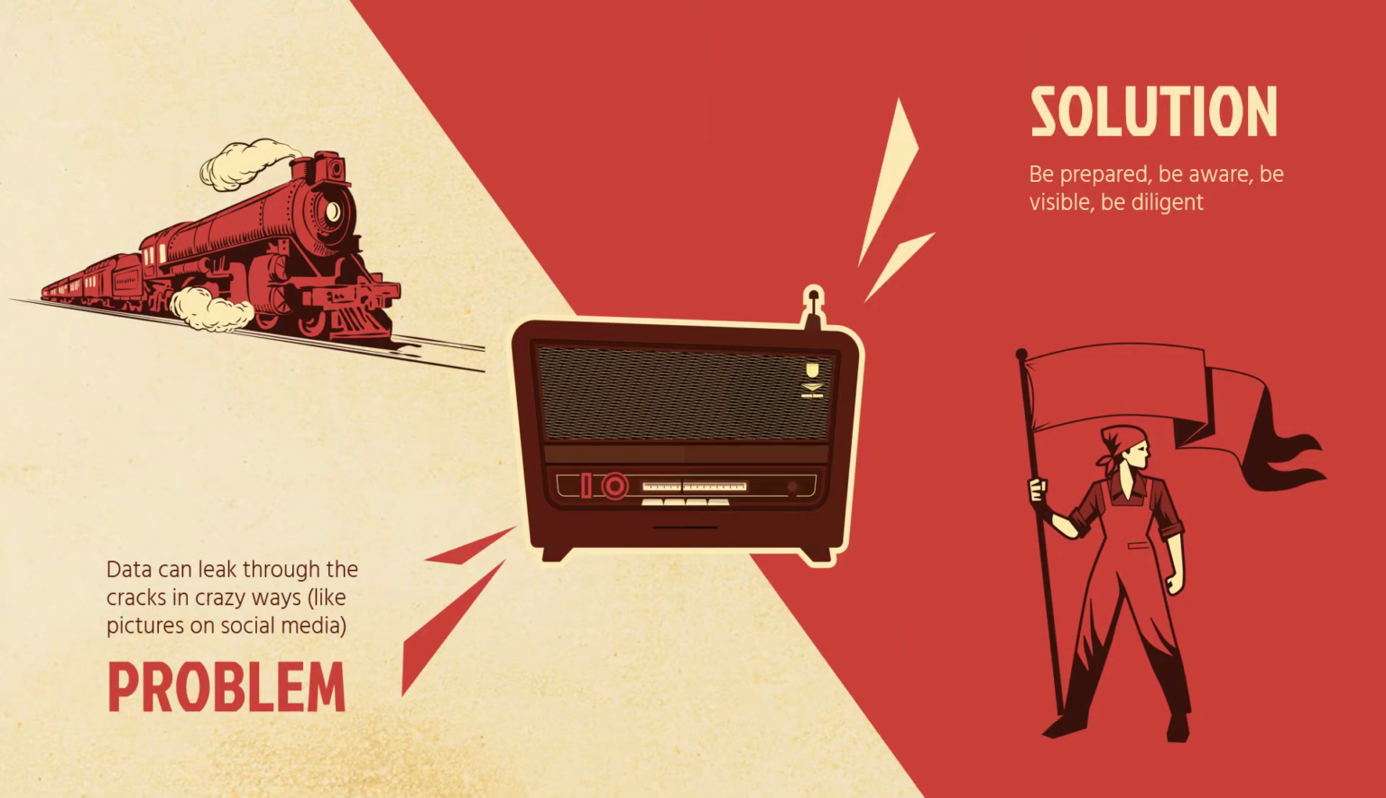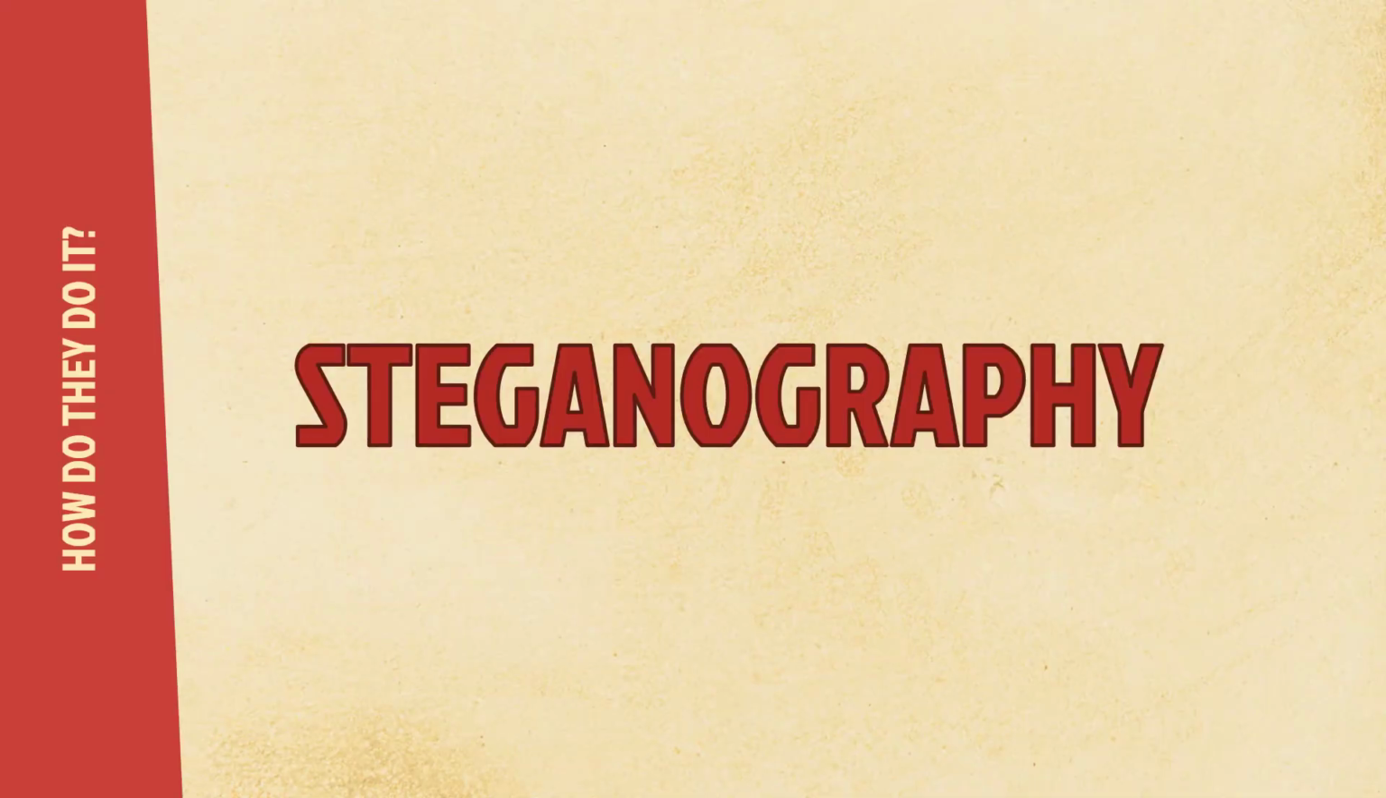The problem we're going to talk about today is that data can leak through the cracks in crazy ways, like pictures on social media. And the solution to that is be prepared, be aware, be visible, and be diligent. Now, at this point, you might be saying, well, how is data going to be in a picture? Well, it's going to be this fancy word called steganography.